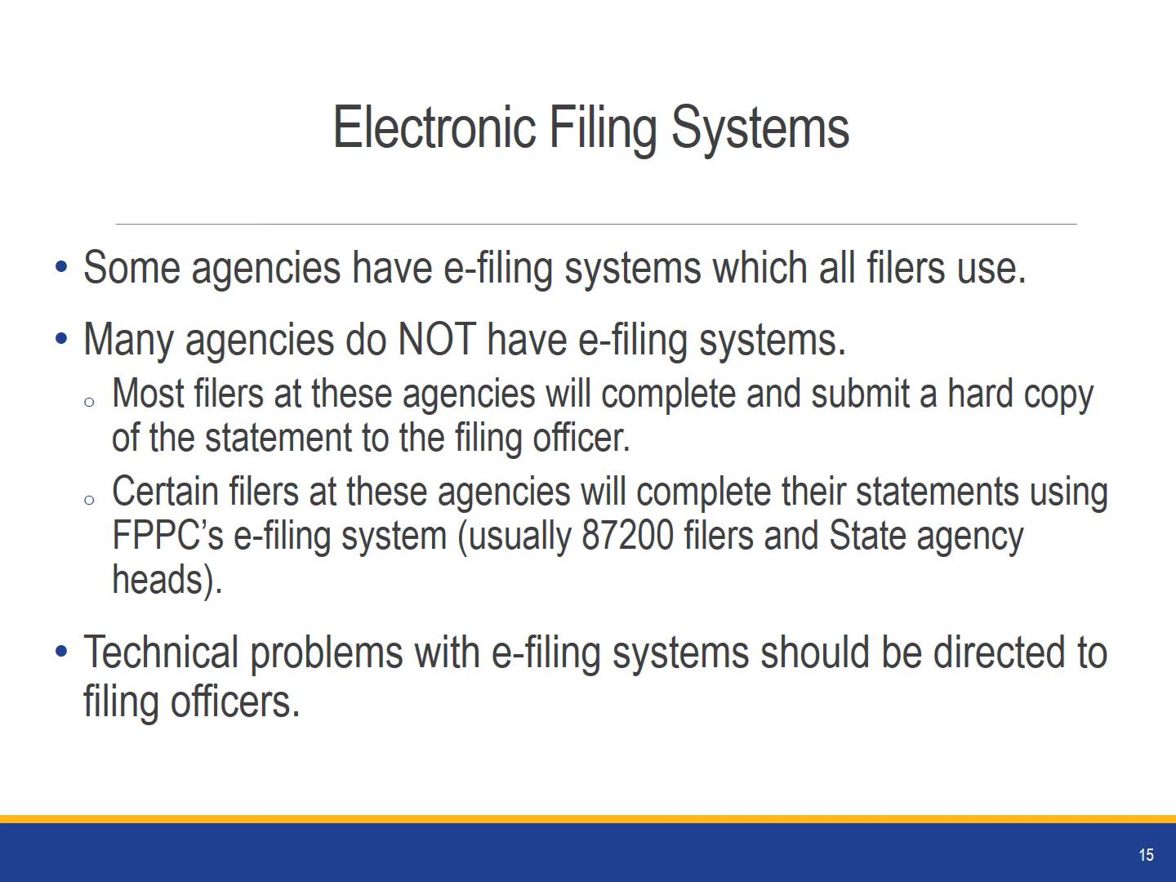Sometimes an e-filing system doesn't work properly, or you simply don't know how to use it. Unfortunately, our advice team cannot help you with your agency's e-filing system because all agencies purchase their own software and we are not equipped to support the various platforms. For help with your agency system, please contact your filing officer. For help with FPPC's system, please send an email to form700@fppc.ca.gov. Finally, if you do not file using FPPC's electronic filing system and your agency does not have an e-filing system, you will file a hard copy of your statement with your filing officer.